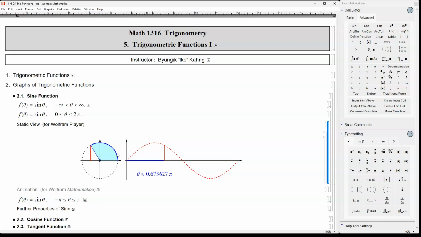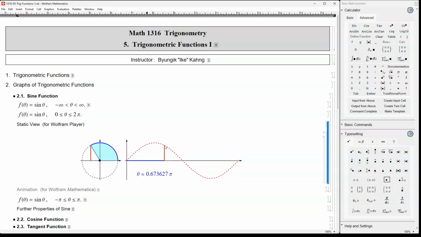Now, how about this arc length? The arc length is r theta, radius times angle in radians, but in this case, radius is 1. This is a unit circle. So this arc length is the same as theta in radians. So this blue arc must match this horizontal precisely.